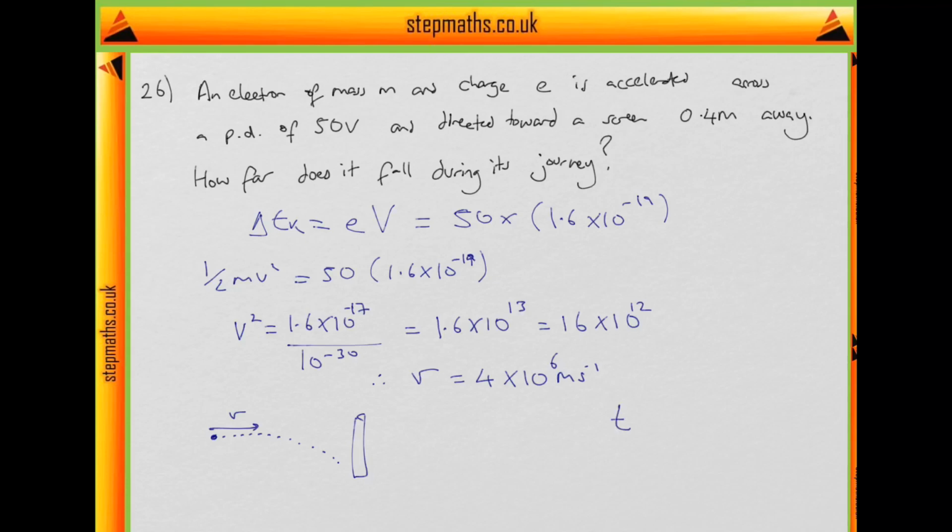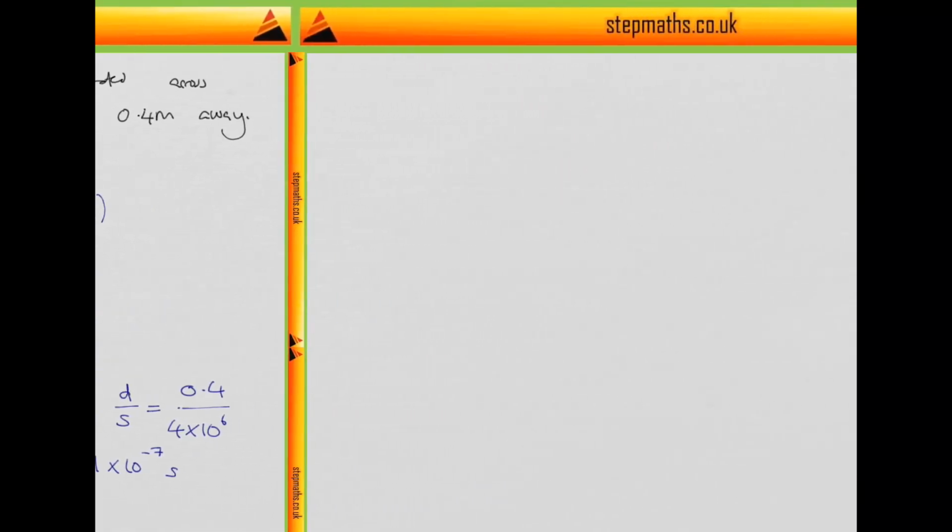The time of travel will be the distance it travels over its speed. The distance we know is 0.4 meters, and its speed is 4 times 10 to the 6. That gives us a time of travel of 1 times 10 to the minus 7 seconds. Now we can work out how far it drops.